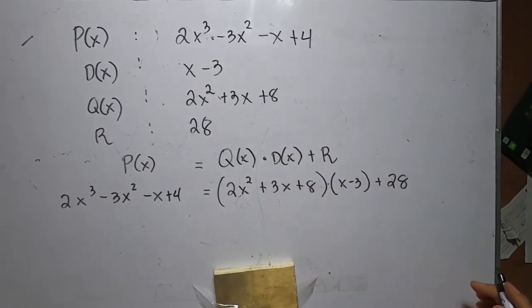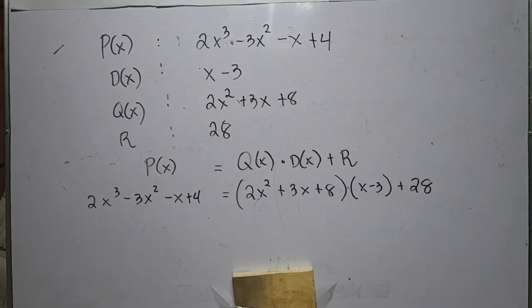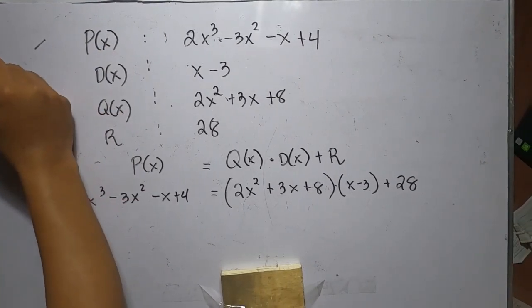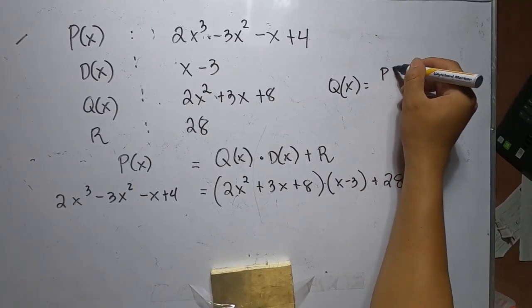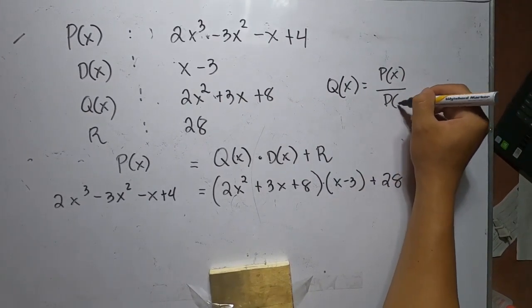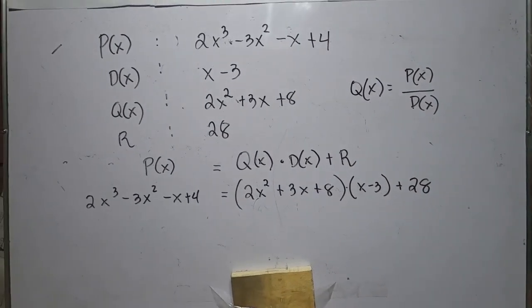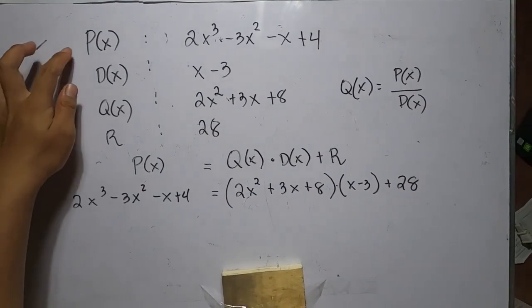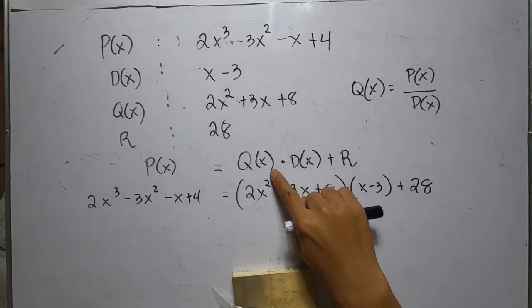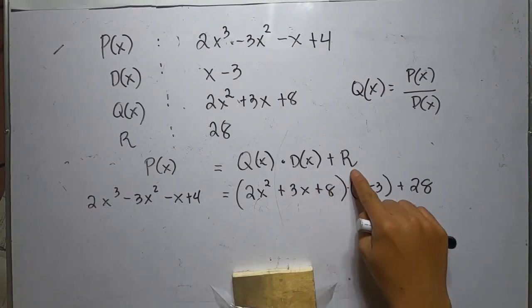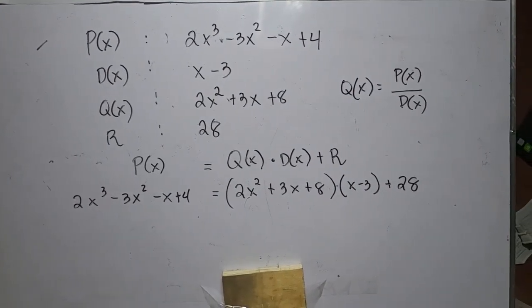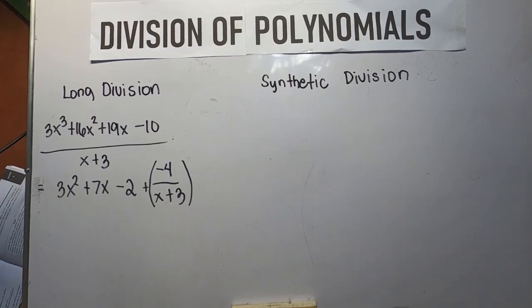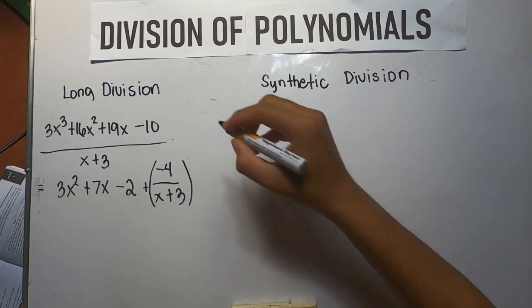I represented the quotient of p of x and d of x as q of x. That is, q of x is equal to p of x divided by d of x. So, we have written the dividend p of x in terms of the quotient, the divisor, and the value of the remainder. We are already done dividing polynomials through long division method.